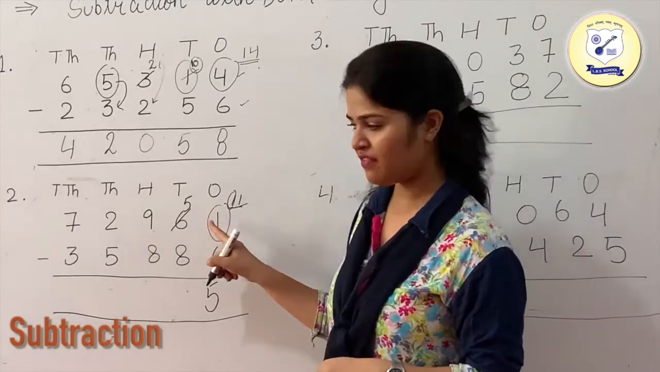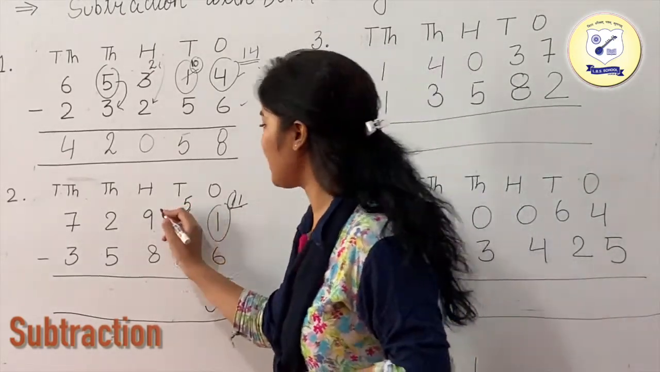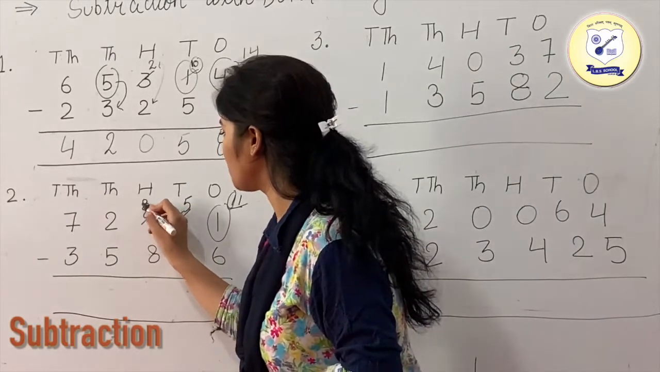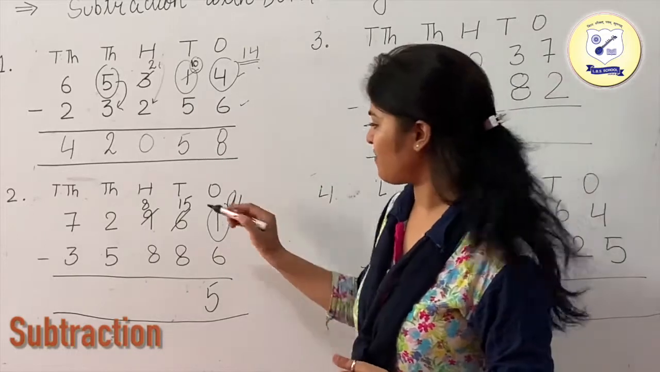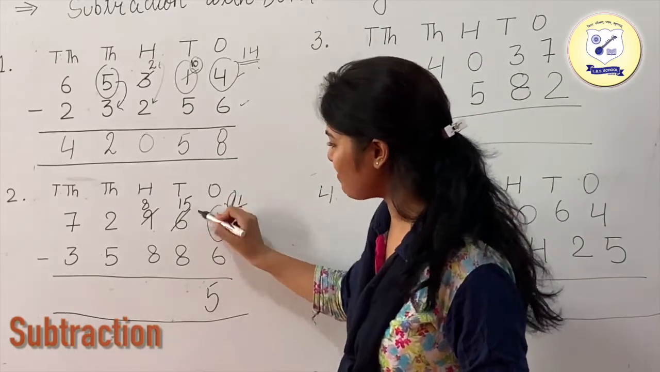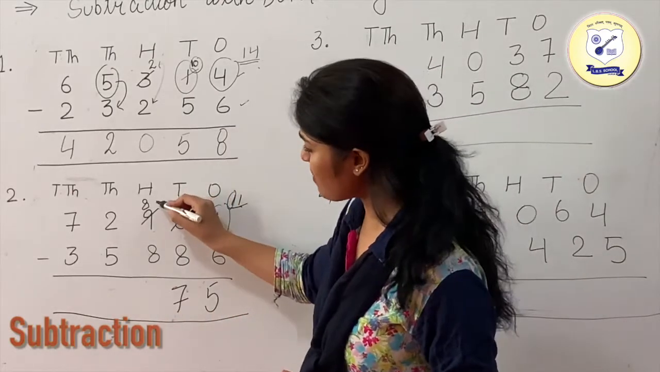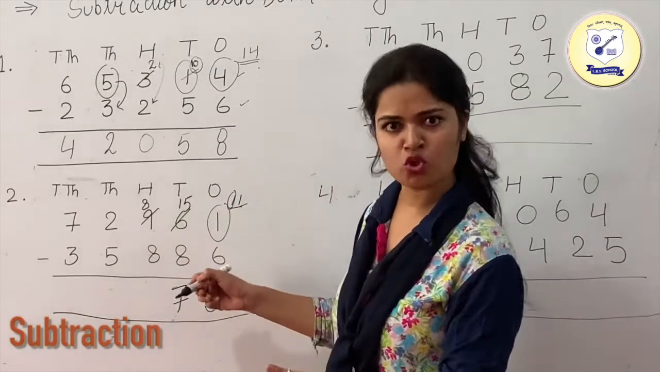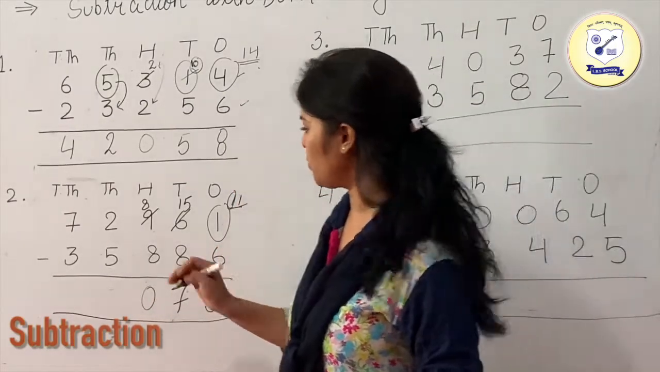We were having 5 here. 5 minus 8 isn't possible, so we will take carry from 9 again. So this will become 1, and we will put 1 at the tens place of 5. So this will be 15 minus 8 would be 7. Now I am having 8 minus 8. Since both of these numbers are same, we need not take carry. We will just simply put 0 here.